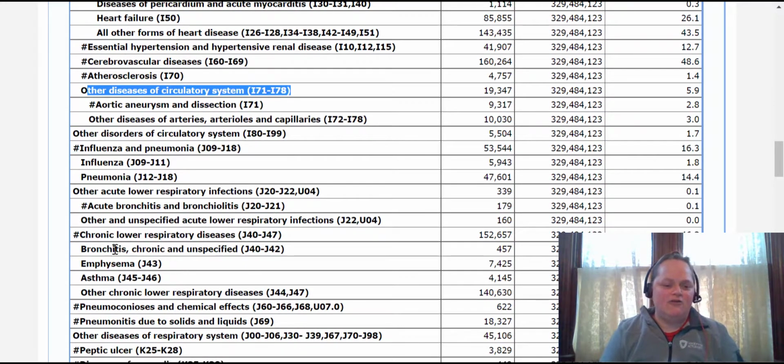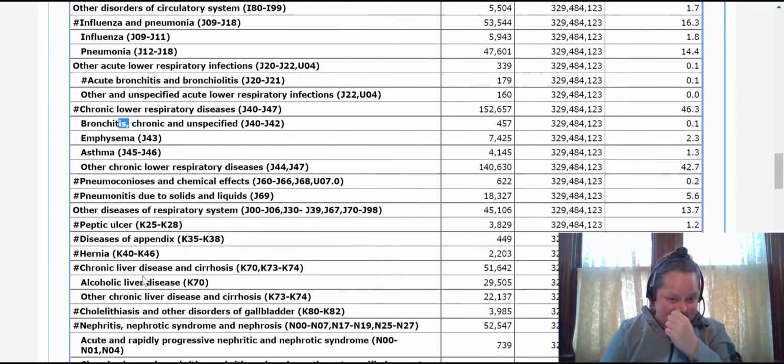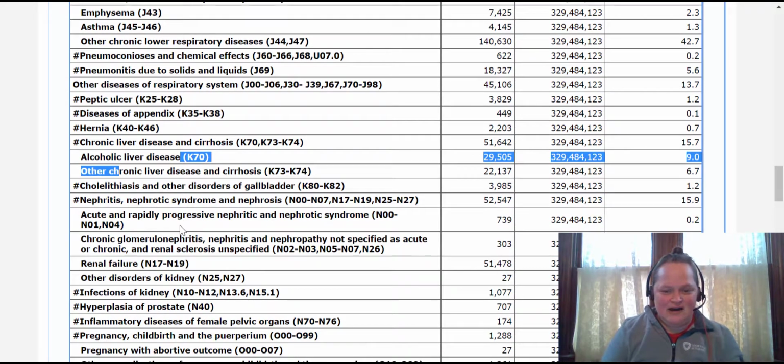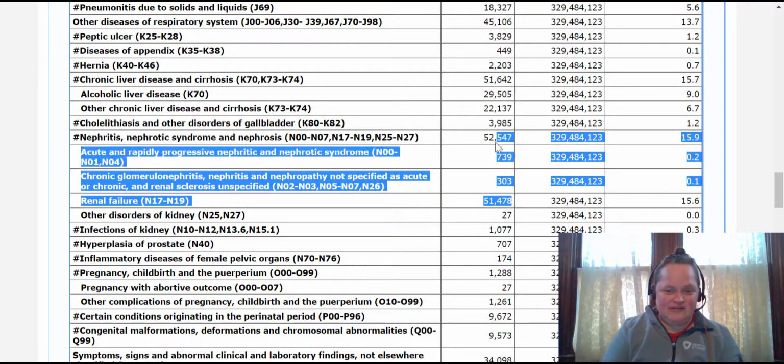Okay, chronic lower respiratory. And so underneath that, you have emphysema, asthma, other chronic lower respiratory, bronchitis. So you can kind of see how those break out. Liver disease, okay, alcoholic liver disease versus other liver disease. Okay, kidney failure. So a lot of kidney disease, kidney failure.